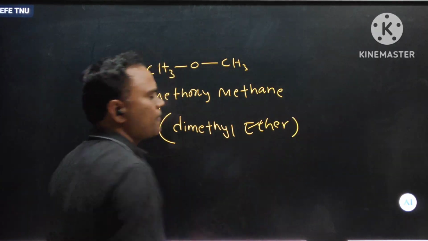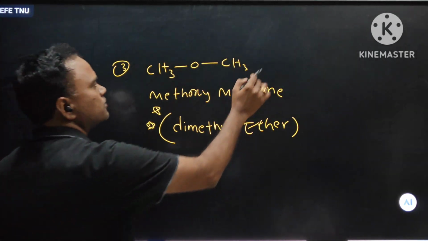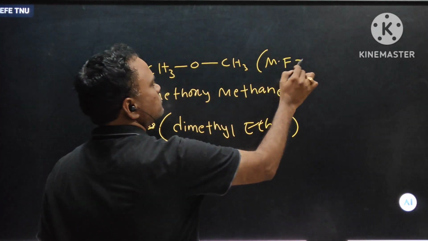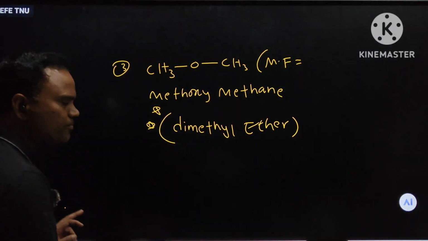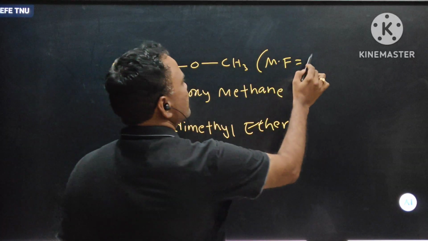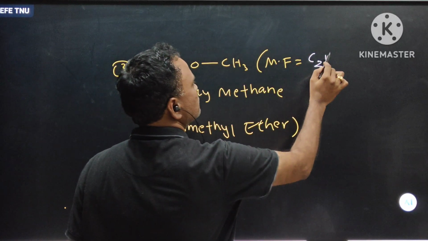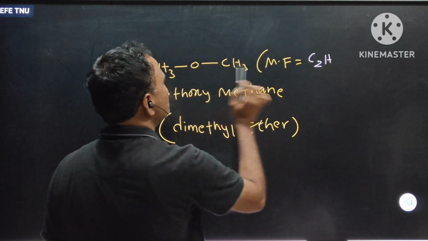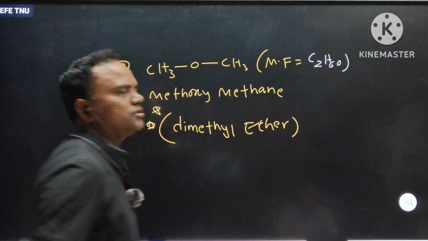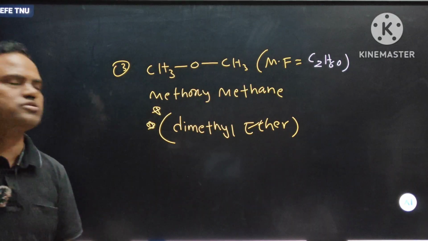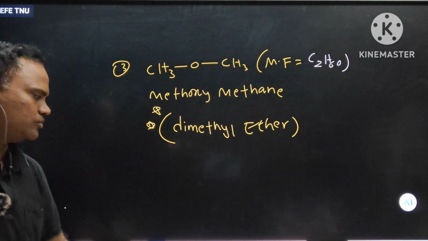Dimethyl ether. See its molecular formula. What is its molecular formula? C2H6O. Write the molecular formula also: C2H6O.